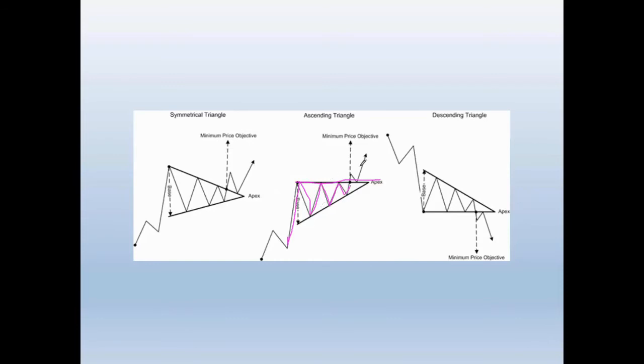Why? It's forming higher lows. Makes sense? Where can we get these to print them?